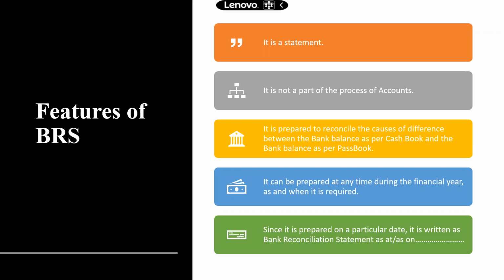Since it is prepared on a particular date, the heading is always written as bank reconciliation statement as at or as on the date. So the heading always here will be bank reconciliation statement as on 1st January or BRS as on 31st January or BRS as on 1st April. So on whichever date you are preparing the BRS, it will be written in that way.